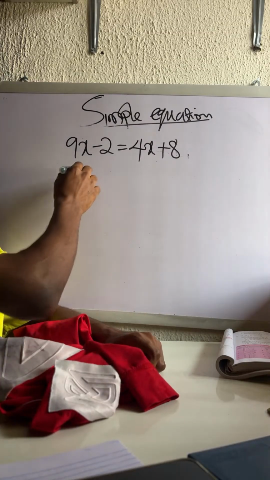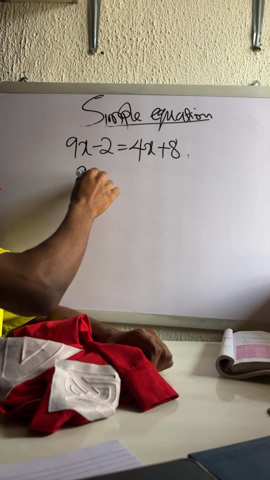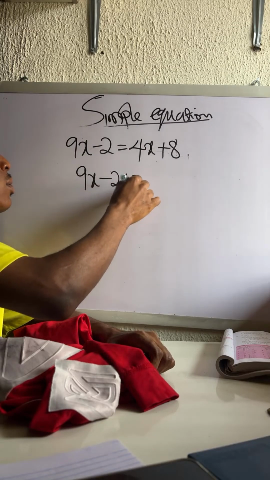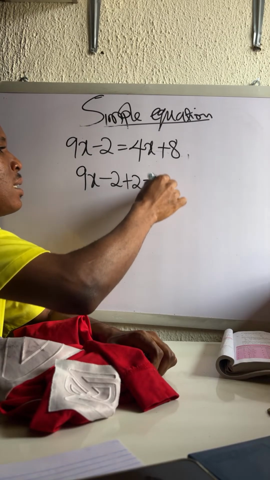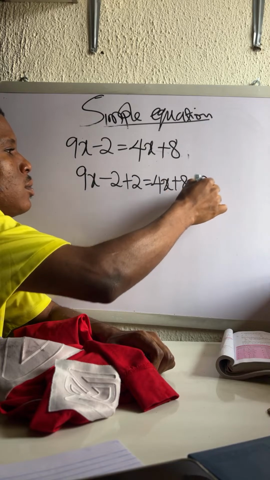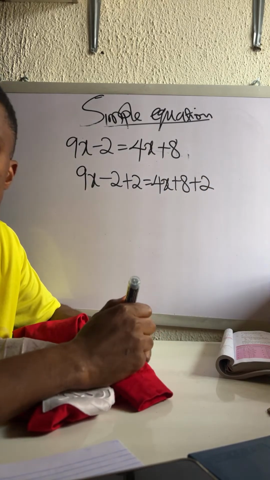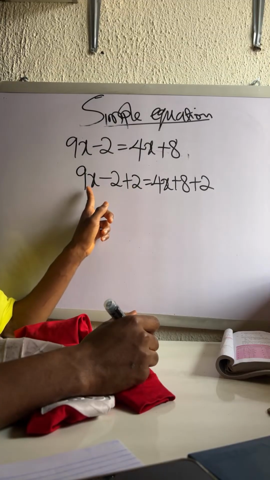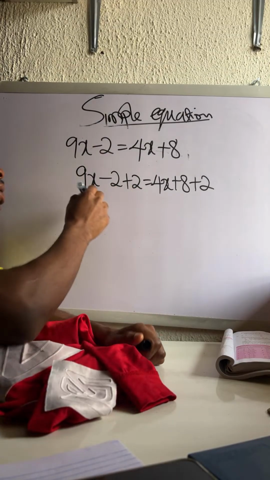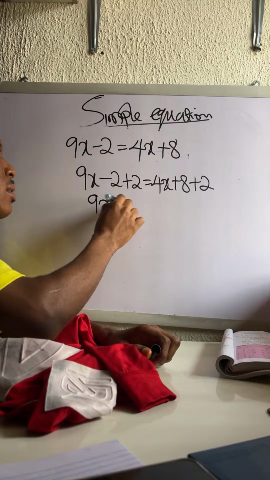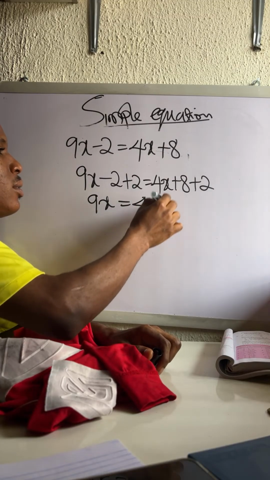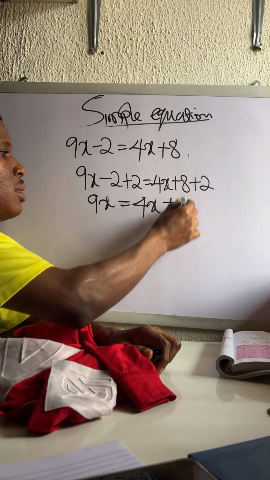Okay, so since you have this, you have 9x minus 2 add 2 is equal to 4x plus 8 add 2. So if you have that now, what do you get? Minus 2 and 2 becomes 0. You have 9x is equal to 4x plus 10, since 8 plus 2 is 10.